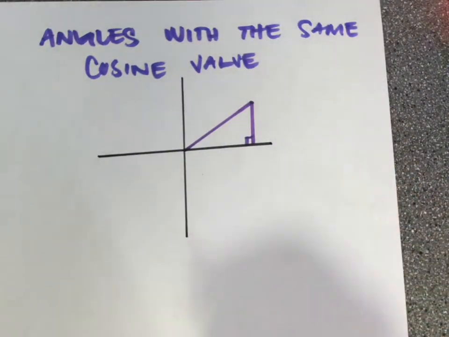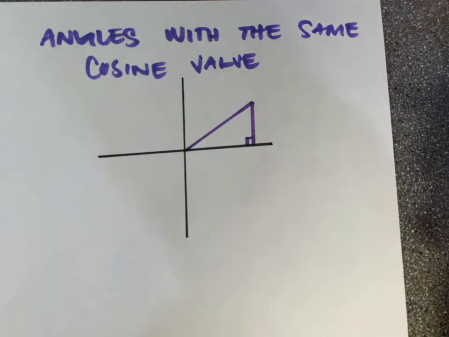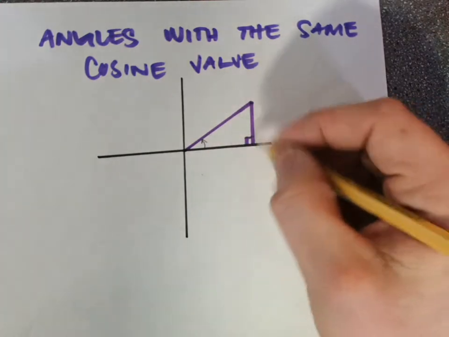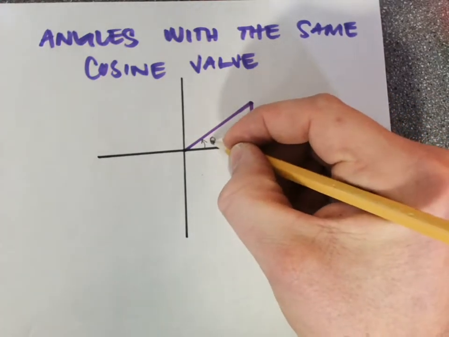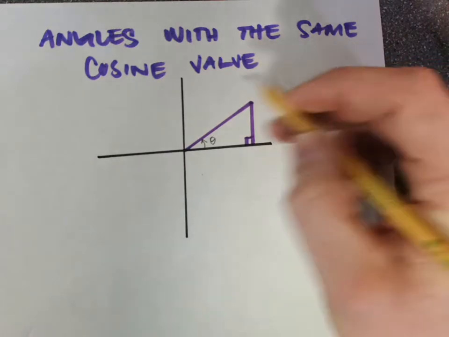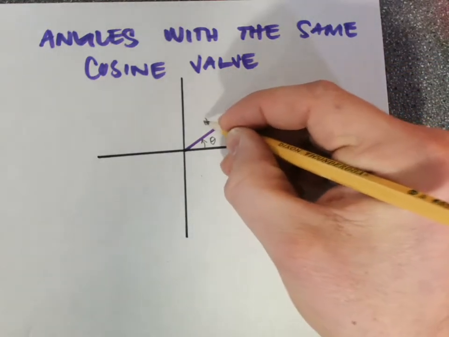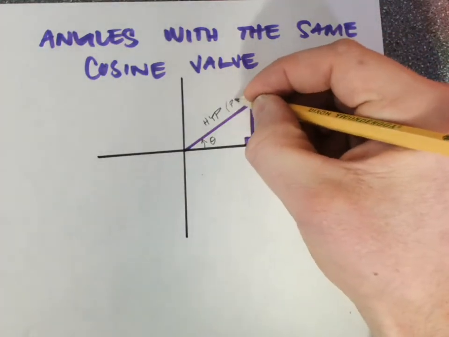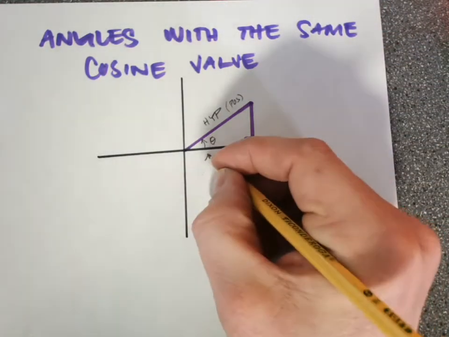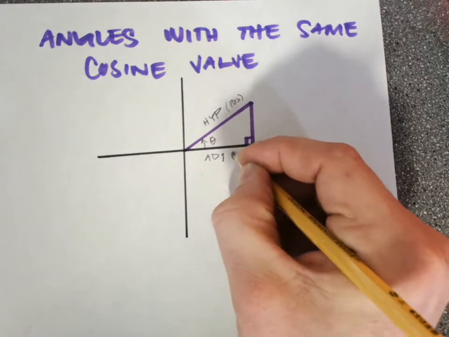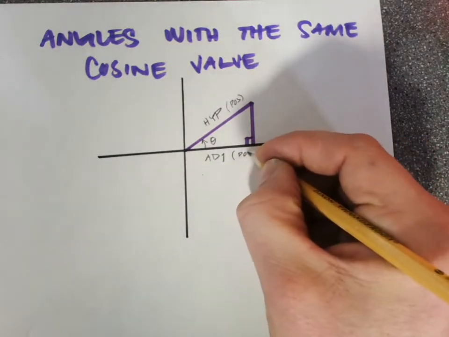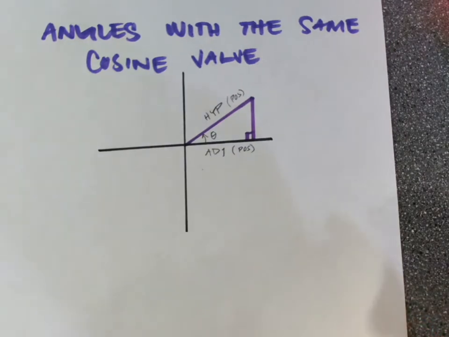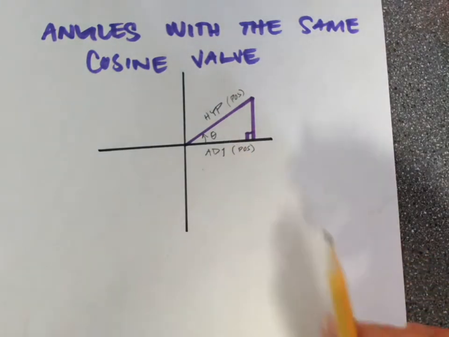All right, now we're talking triangles with the same cosine value. So I drew a triangle, a right triangle in the first quadrant here with the angle of theta. And for cosine, the relevant sides are the hypotenuse, which is always positive, and the adjacent, which in this triangle is also positive. Now, the cosine is the adjacent side divided by the hypotenuse.